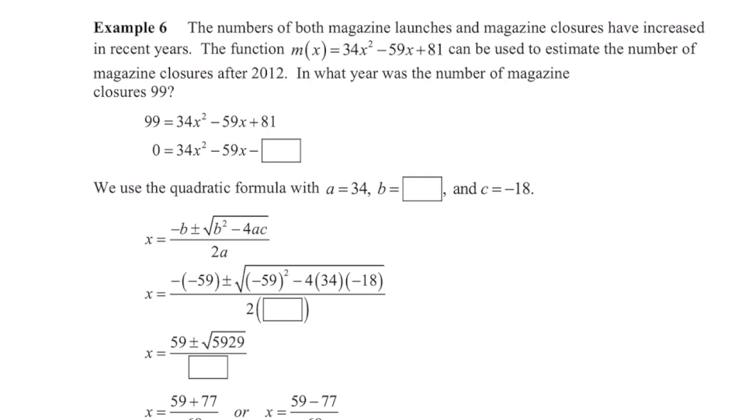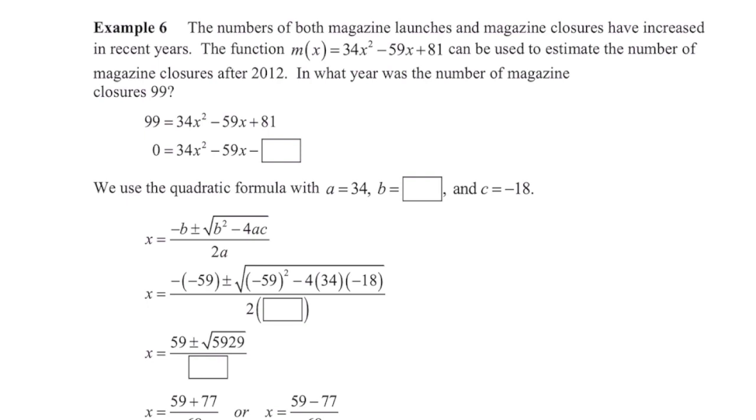The number of both magazine launches and magazine closures have increased in recent years. The function m of x equals 34x squared minus 59x plus 81 can be used to estimate the number of magazine closures after 2012. In what year was the number of magazine closures 99?